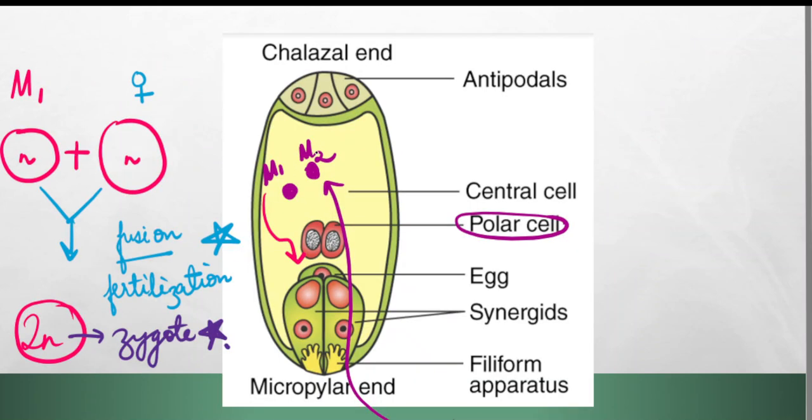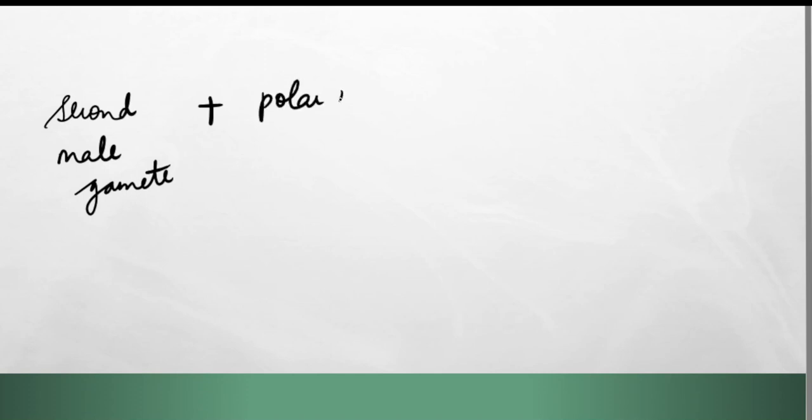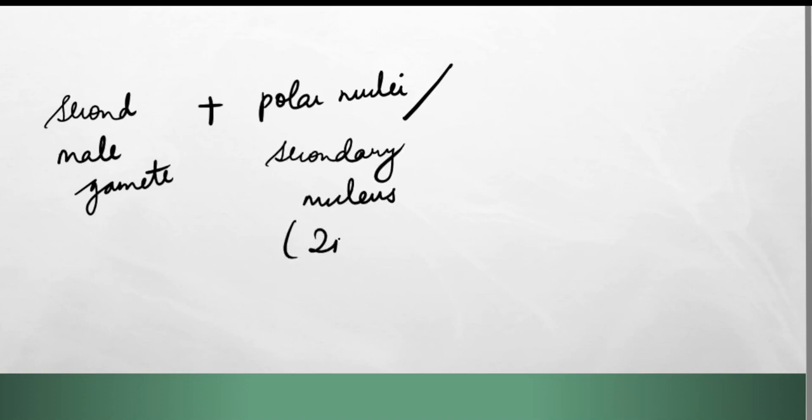Further, I told you that there are two male gametes. Now what will happen to M2? The second male gamete fused with the polar nuclei. You can say polar nuclei, or you can also say secondary nucleus. You should know that this is a diploid structure, and the male gamete is a haploid structure.